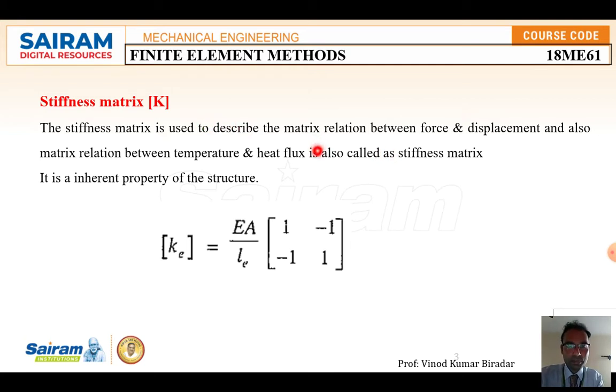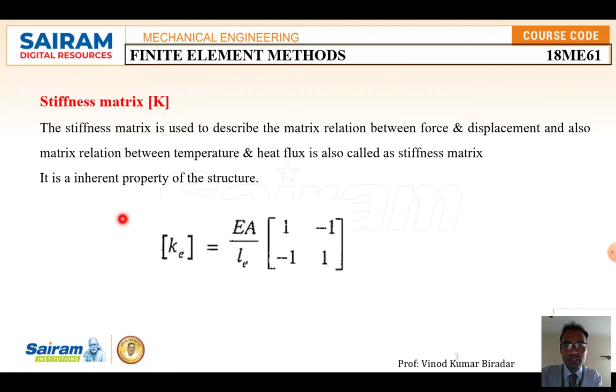If you consider a temperature problem, that is a thermal problem, then we consider the temperature and heat flux, and that is also called the stiffness matrix. For normal bar and beam problems, you correlate the force and displacement, while for a thermal problem, you correlate the temperature and heat flux. It is an inherent property of the structure, beam or given problem, and it is normally denoted by K.